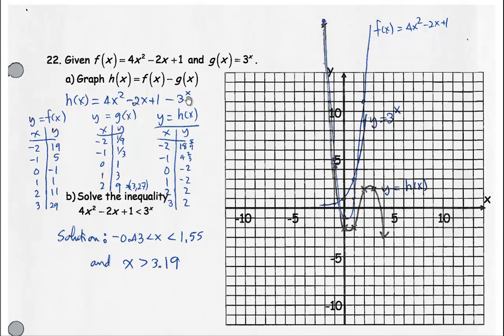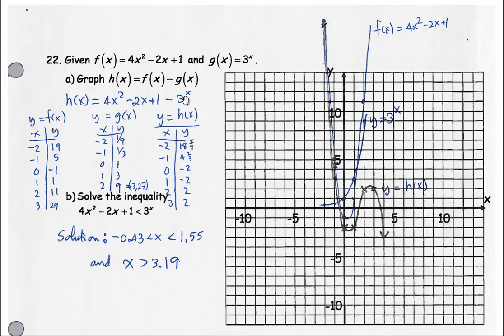For 22 here, we're given these two functions, and we're asked to graph h of x, which is the f of x function minus the g of x function. So this minus the 3 to the x, so basically it's x squared minus 2x plus 1 minus 3 to the x. So what I did here is I found a table of values for the f of x function, for the x squared minus 2x plus 1 function. So I'm substituting negative 2 and negative 1, 0, 1, 2, 3, etc. in place of x, and these are the y values I get.